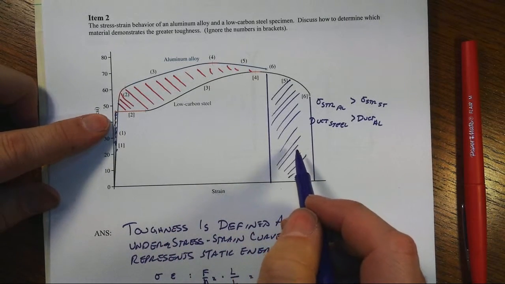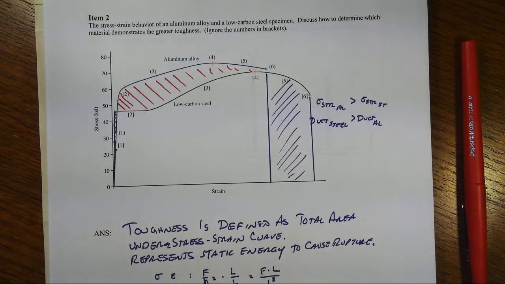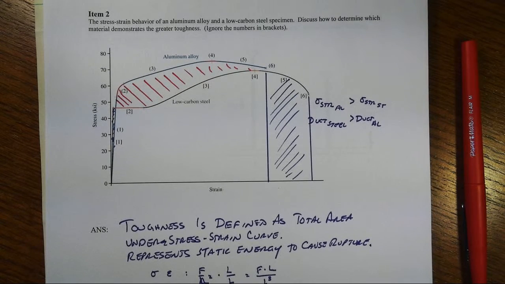I guess maybe the steel has a slightly greater area, but boy, we really have to do the calculation to have a very specific understanding of which one has greater toughness. They basically have very similar toughness, it would look like.